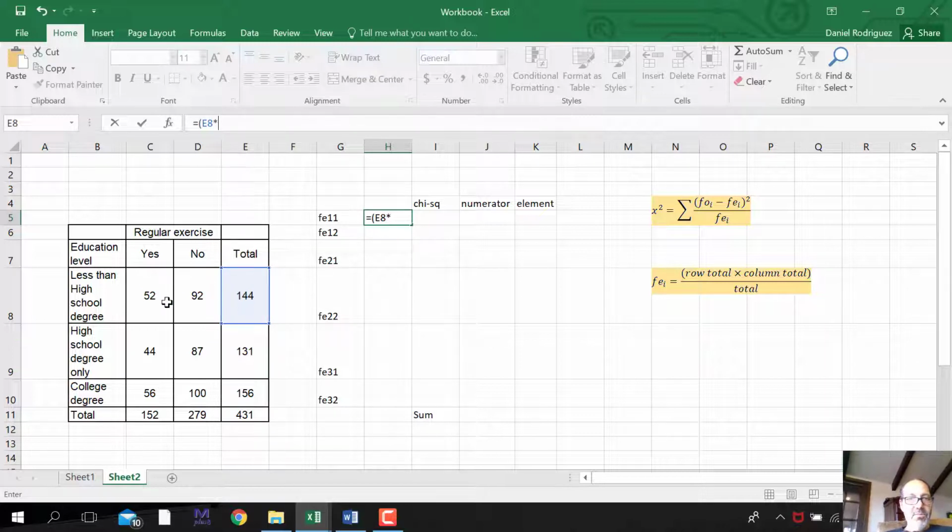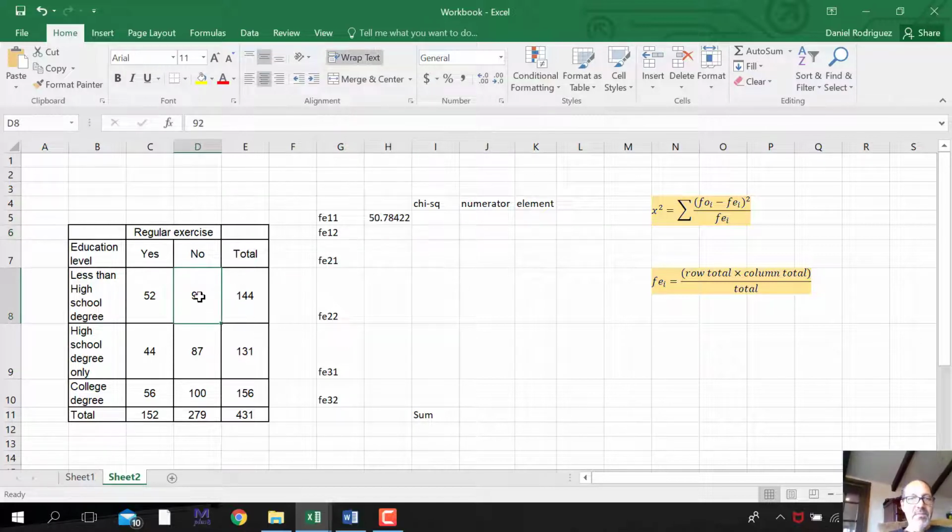And I'll multiply it by the column total, which is 152. I'll close those parentheses and use a slash to indicate division. I divide it by, I'll just do 430. I'll just put this in here. There's a reason I was hesitating there, but sometimes it's wise to write the value down if it's going to be constant, because 431 is constant here.